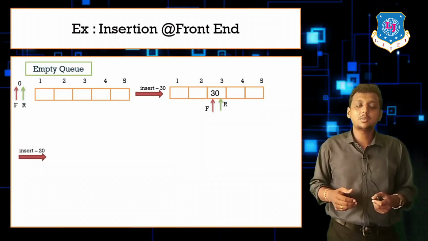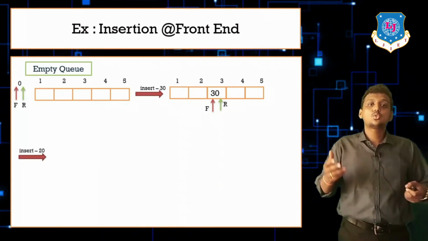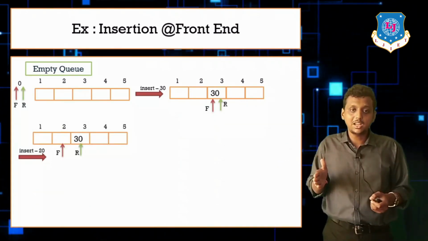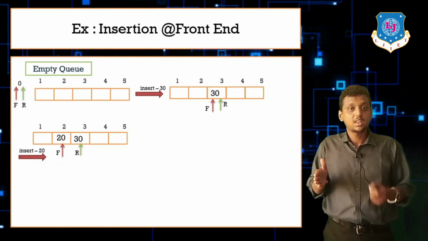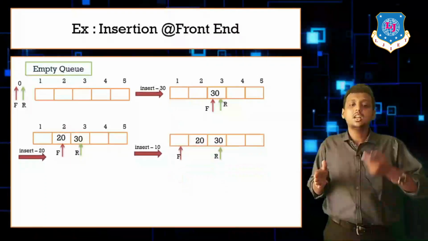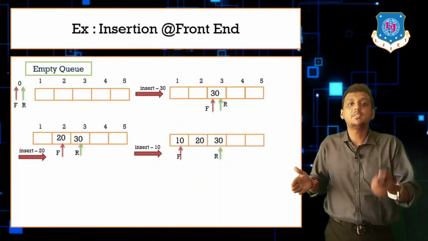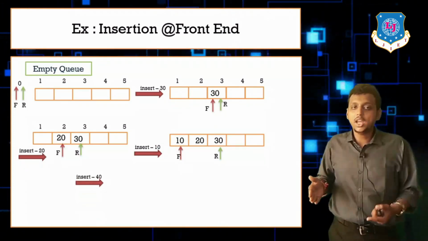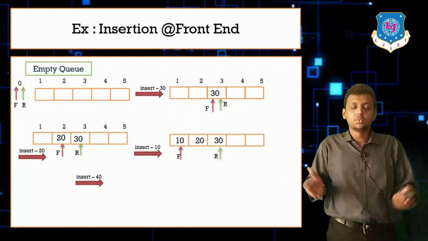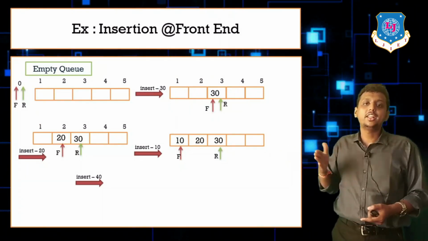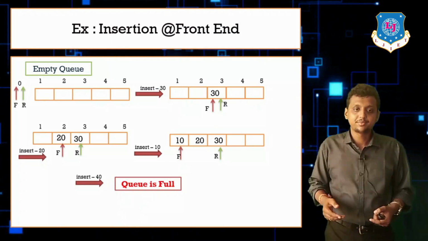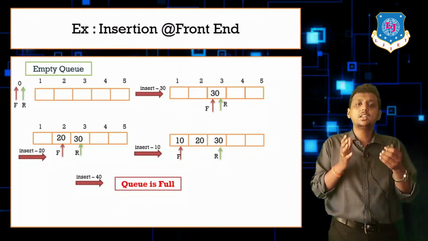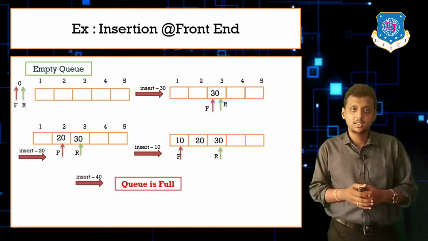Now if I want to insert something, insert 20, insert at front is there, so front will be decremented, it goes as a 2 and it will be assigned the value next, that is 20. If I again want to insert something, 10, front will be decremented and 10 will be assigned to it. If I want to again move towards there, insert 40, can I do that? No, because my front pointer is already at 1. You cannot decrement more. So that is Q is full. This is the whole example of insertion at front end. Fine.